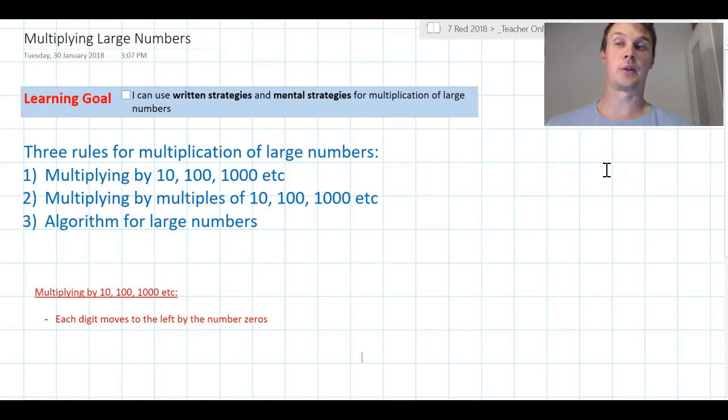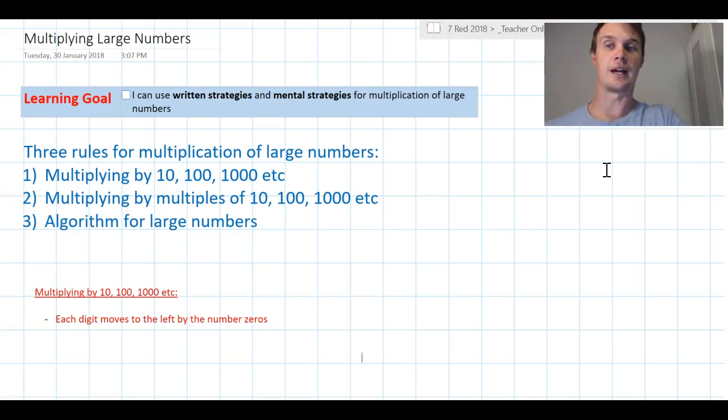Now in this video we're going to be looking at multiplying large numbers, and we're going to be doing this both using mental strategies and also written strategies. Our learning goal, as I've just said, is that I can use written strategies and mental strategies for multiplication of large numbers. As we get through this, there are three rules that you should know when you're going to multiply large numbers, and you need to be able to choose which one best suits the situation.